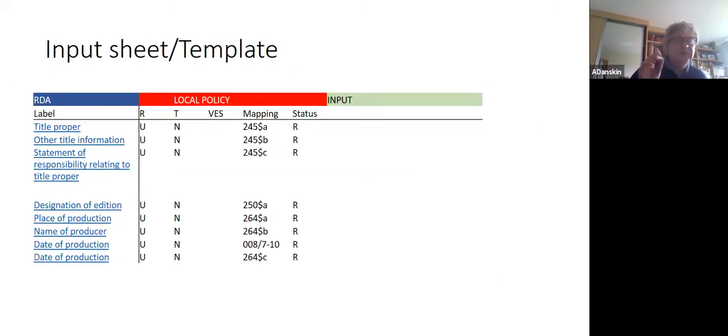So the input sheet I'm using is going to look a bit like this, but there isn't room on the screen to put everything. So it'll only be the rows pertinent to the specific element that are displayed until we get to the very end.